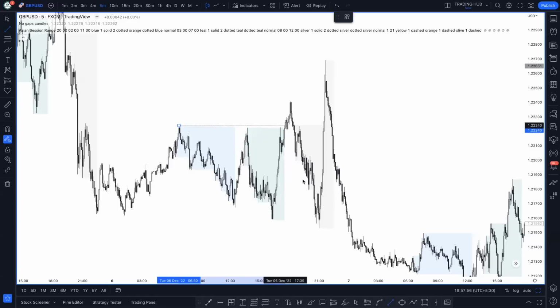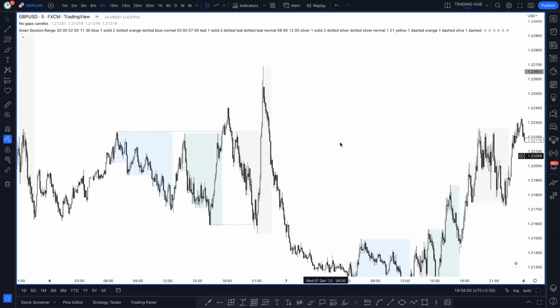Asian sweep, London sweep, and then buy, sell. Okay. And Asian also swept here. In this case, both sessions swept here. Okay, so next one.